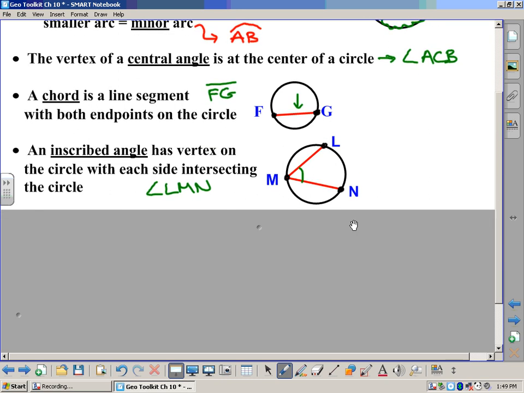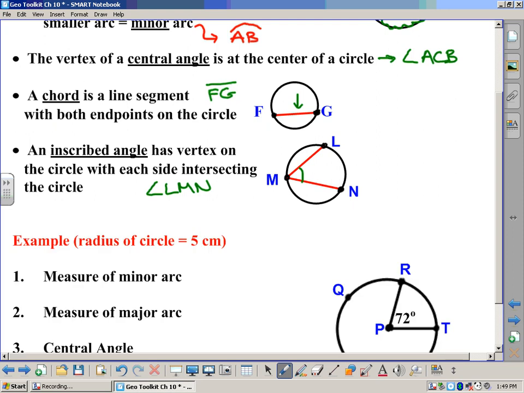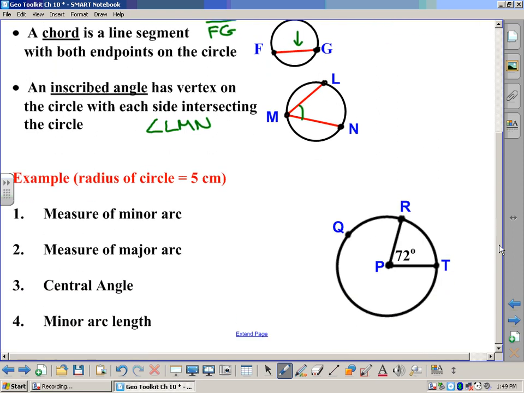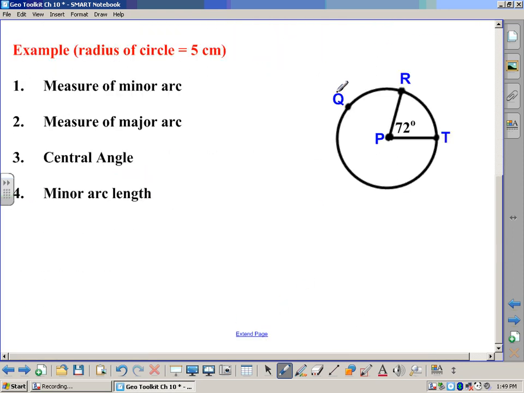Alrighty, now we're going to move on to actually using some examples and some numbers here so you can see how it works even further. So what I've done is I've gone ahead and made this new circle here. The points are T, R, and Q. P is the center. We have a central angle here. It's measured at 72 degrees. That's an angle right there. And we're going to answer some questions.